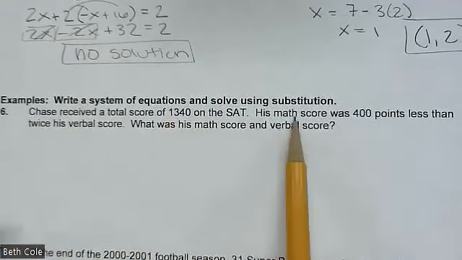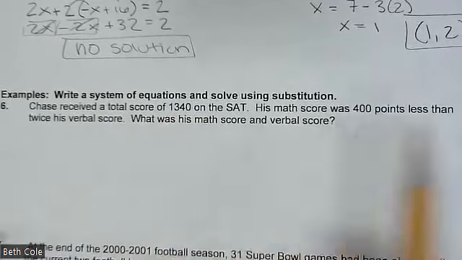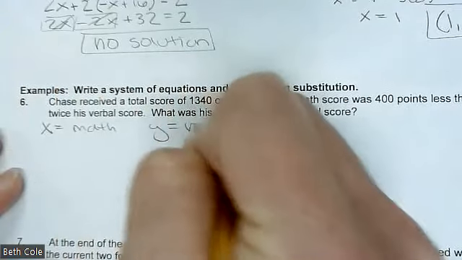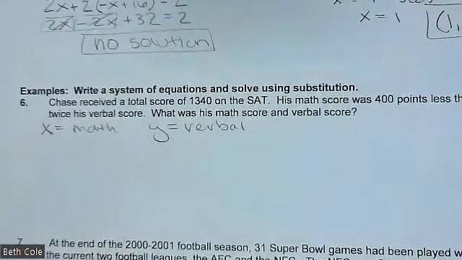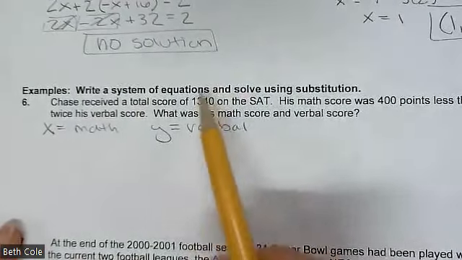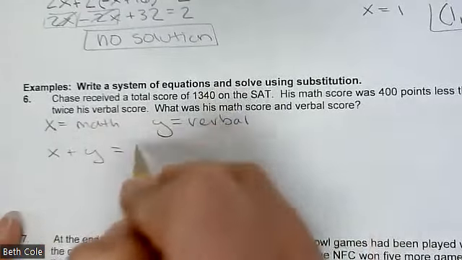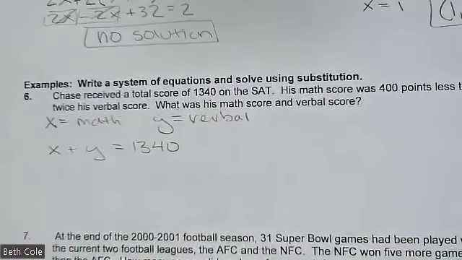His math score was 400 points less than his verbal score. What were the math and verbal? X is going to be math. Y is going to be verbal. Those are the 2 things that are going on. That's always your first step, is to define those. What is X and what is Y? Do you have to write that down? Yes, or you're going to forget which one's which. Okay, X is math, Y is verbal. Now you have to write the system yourself. If his total is 1340, his math plus his verbal, X plus Y, is going to be 1340.